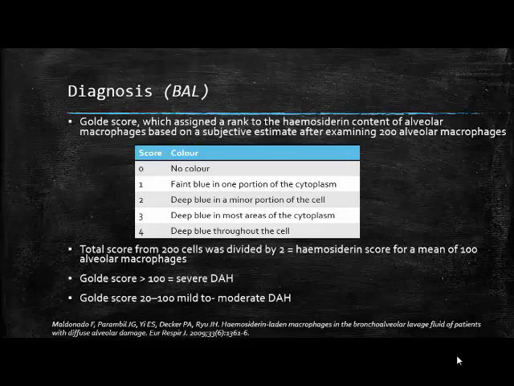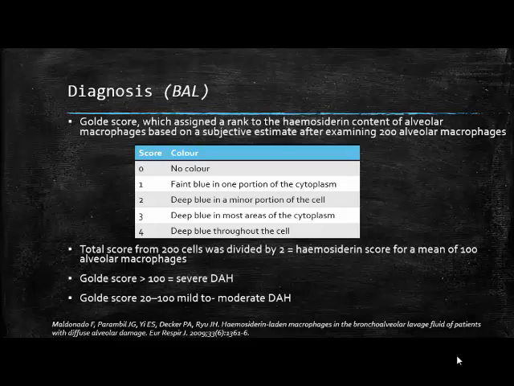see in the macrophages. For example, if there was no color, then the macrophage takes a score of 0. On the other hand, if there was a deep blue throughout the cell, then the macrophage will take a number of 4. And what they do is divide the score by half, in order to get the hemosiderin score for a mean of 100 alveolar macrophages. If the Golde score was more than 100, that means the patient has severe DAH.